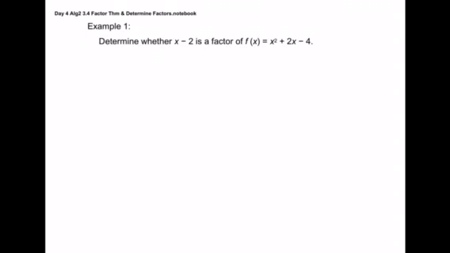Let's look at this example using direct substitution. So they want us to determine whether x minus 2 is a factor of f of x equals x squared plus 2x minus 4. So if we take x minus 2 and set it equal to 0 to determine what x equals, we can then evaluate our function for f of 2, meaning you're plugging 2 in for all of your x's.